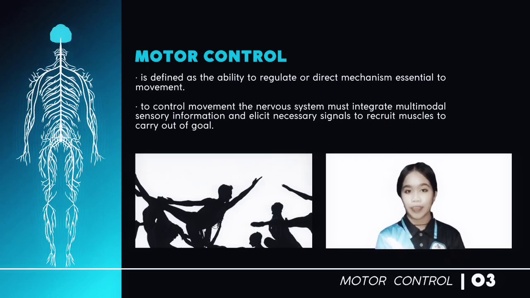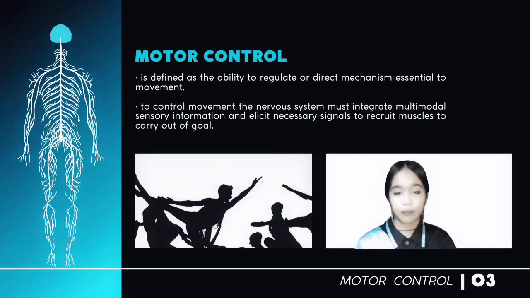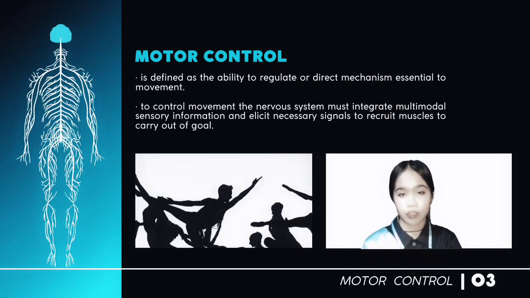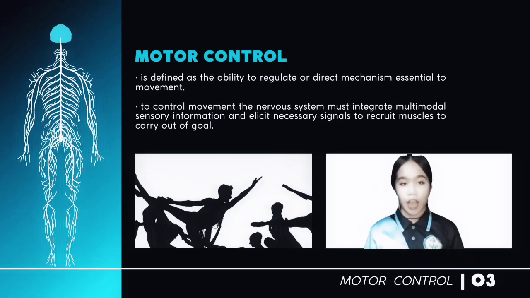To control the movement, the nervous system must integrate multimodal sensory information and elicit the necessary signals to recruit muscles to carry out a goal. As I mentioned, the nervous system includes the central nervous system. It's made up of the brain and the spinal cord. The brain controls how we think, learn, and move, while the spinal cord carries messages back and forth.